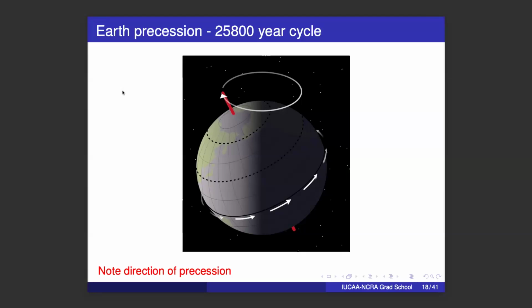Is it like a precessing top? If you take a top, imagine the Earth is a top and you spin it, which direction will it precess? It will precess like this. This thing is precessing like this. Why do you think that's happening?